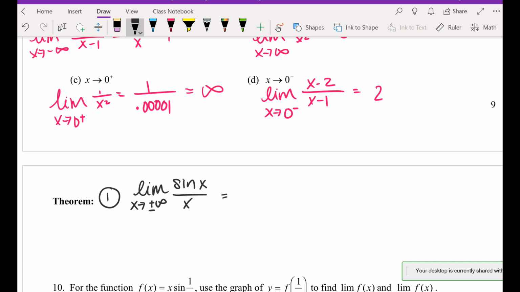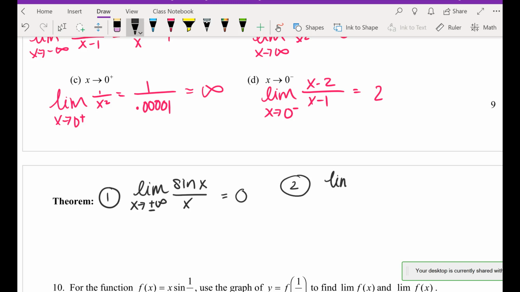Not 1, because that's x approaches 0. What's the answer? 0. Remember, sine of x, the most it can be is what? 1. The lowest it can be is -1. So when you have positive or negative 1 and divide by 1,000,000, it gets pretty tiny, right? It is 0.